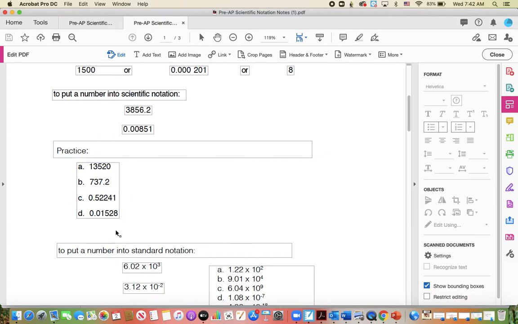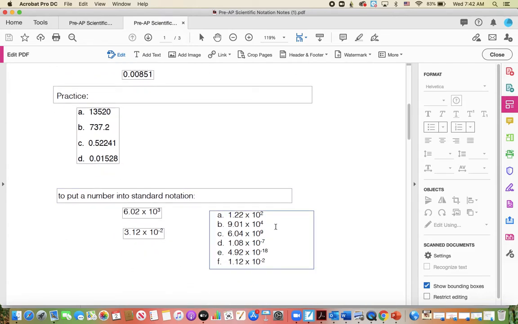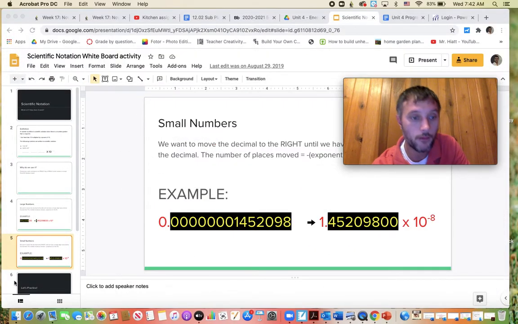I gave you some to practice right here. I don't have it created yet, but I'll post a key to those practices, and I'll post a key to these practices as well, which is going the other way. So taking scientific notation and translating that into standard form. So again, if you've got a positive exponent, we're going to move 3 spots to the right. Here we've got a negative exponent, so we'll move that decimal 2 places to the left.